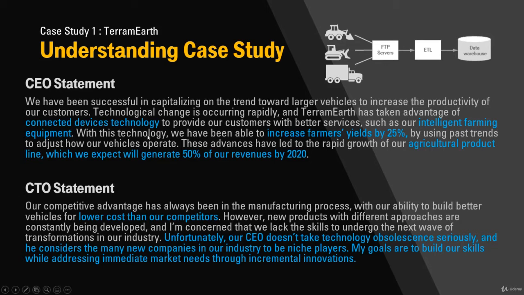So what the CEO was saying is they are looking at enhancement and growth in agriculture products, and he's looking at the overall business prospect. The CTO's statement from the technology side: our competitive advantage has always been in our manufacturing process, with our ability to build better vehicles for lower cost than our competitors.